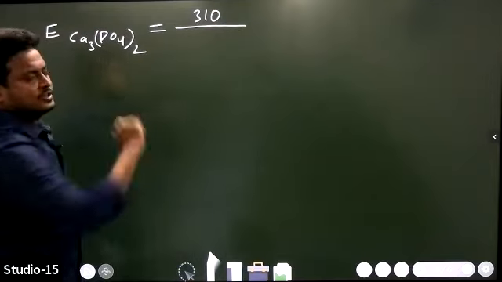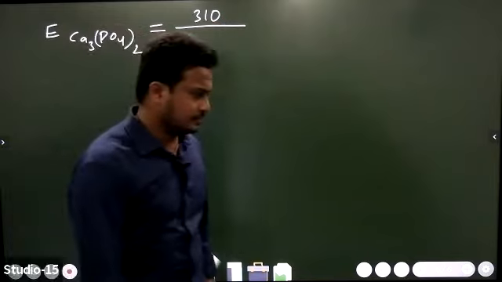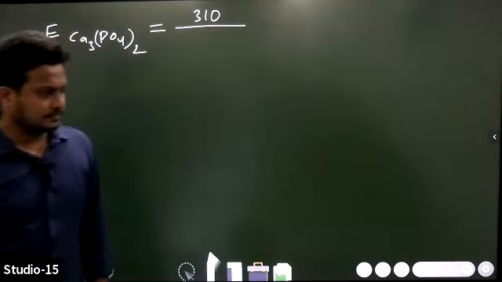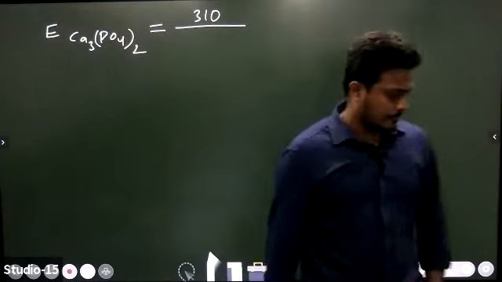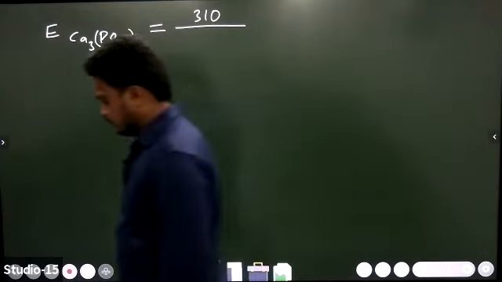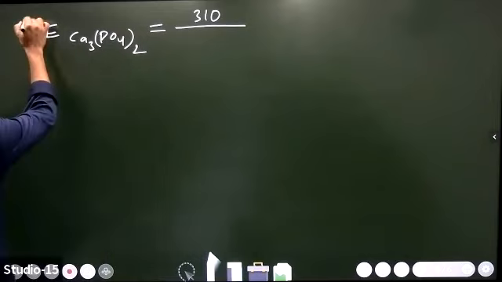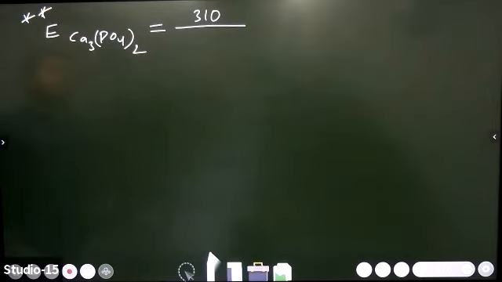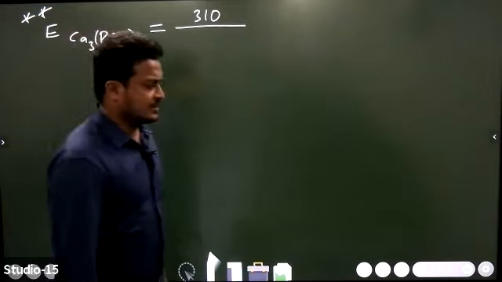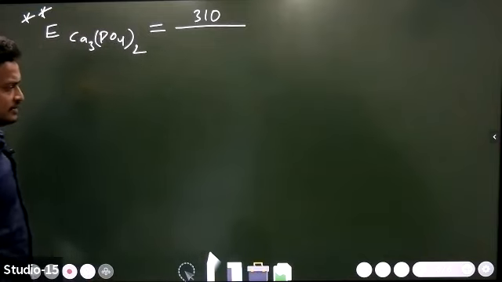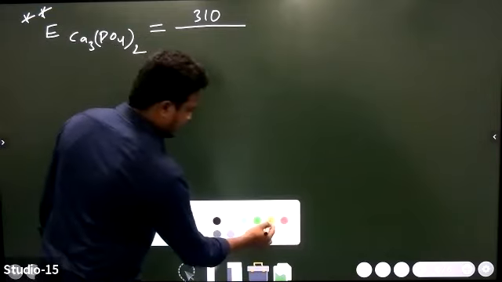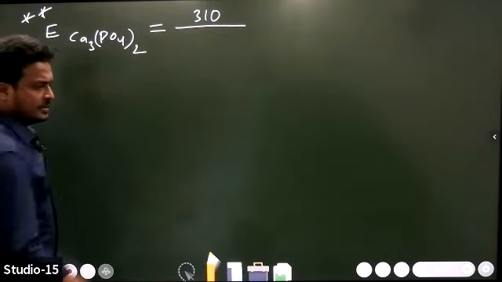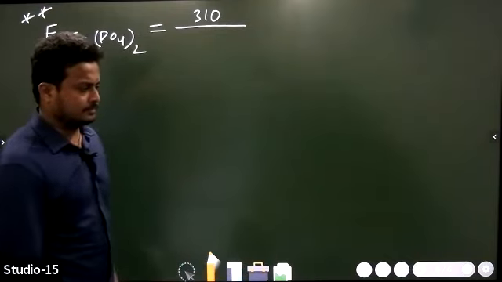Now what is the charge on cation or charge on anion? Tell me, Amma. Important one. Charge on cation or charge on anion? Ca3(PO4)2, calcium phosphate. How is it dissociated? Try to say your answer. If it is wrong, no problem.